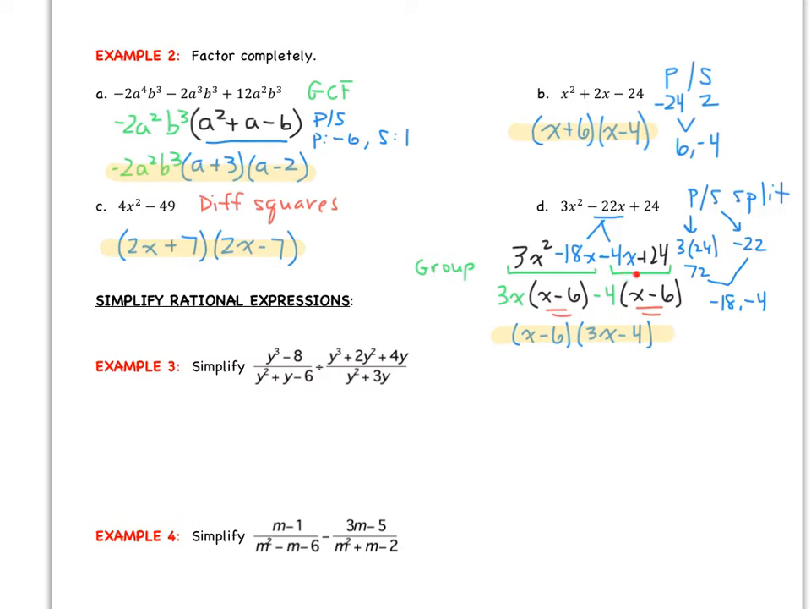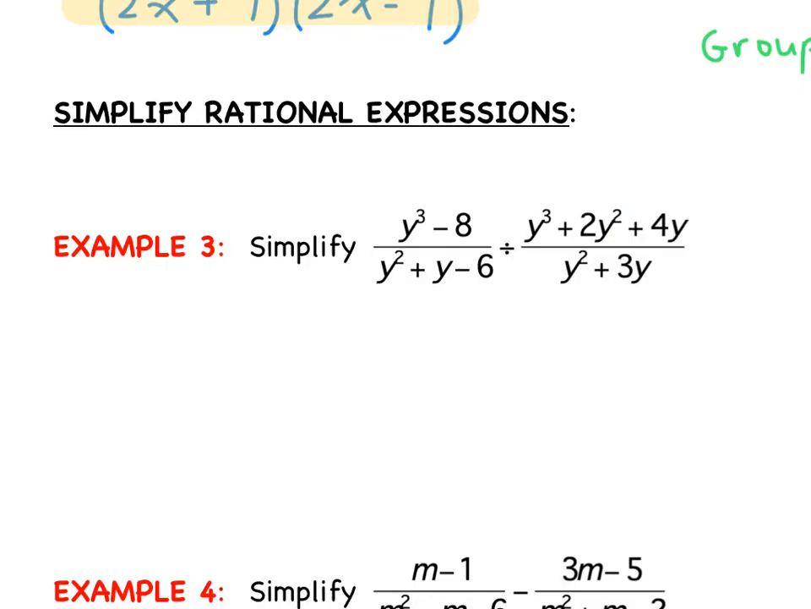And then we have 4 terms left over, so we group them. First 2 terms, second 2 terms. We look for the GCF within the first group, which is 3x. The GCF within the second group, which is negative 4. And what we should see is we have the same factor left over, and so our final answer, x minus 6, 3x minus 4. Okay, so the next topic will be simplifying rational expressions.